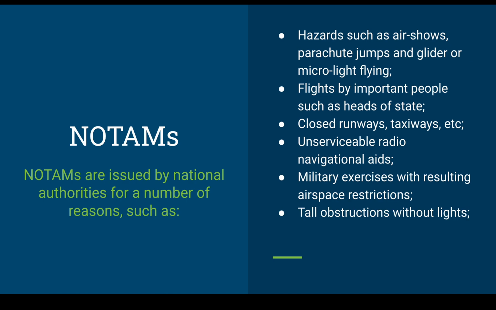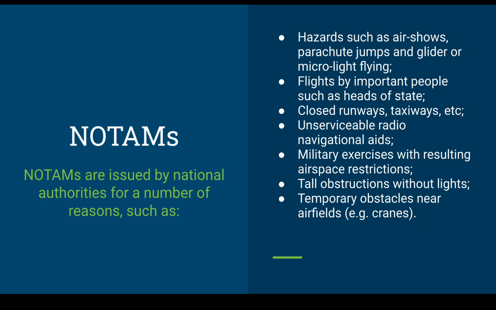Tall obstructions without lights. Recently, there was a flagpole erected near the Tooele Valley Airport, and they had to put a NOTAM out because it was not lit. It was right near the approach path to runway 35. So if you're flying in there at night, you may not know it's there. And if you're a little low, you could scrape that flagpole and do some damage to your plane or to something on the ground. Temporary obstacles near airfields, kind of the same thing.